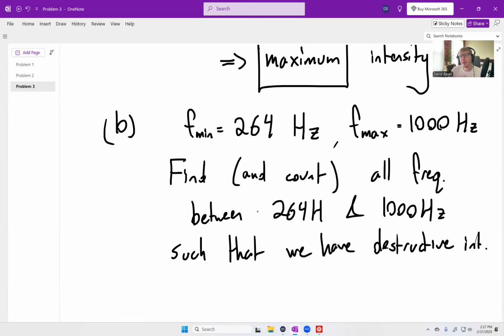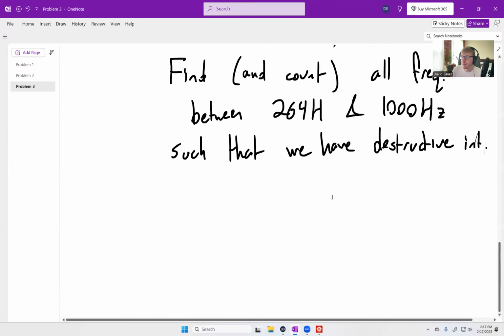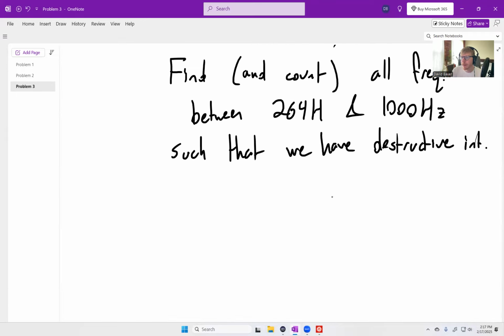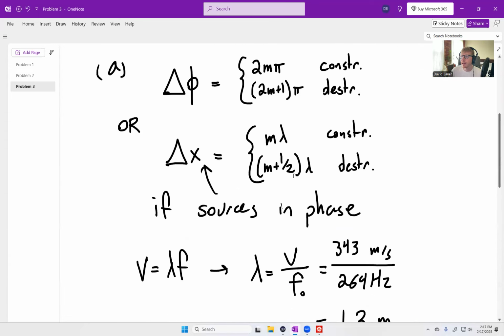So we want to set up our condition for destructive interference. And again, we can do that in terms of the wavelength. So our wavelength is going to be v over f. And our condition for destructive interference is that our path length difference is a half integer multiple of the wavelength.